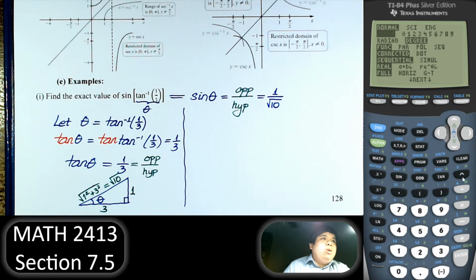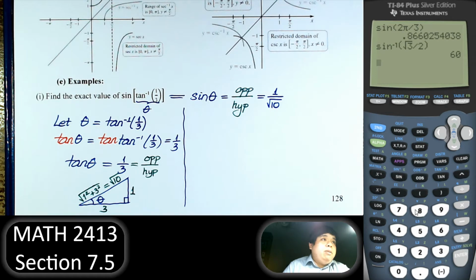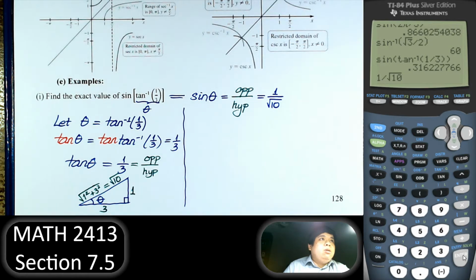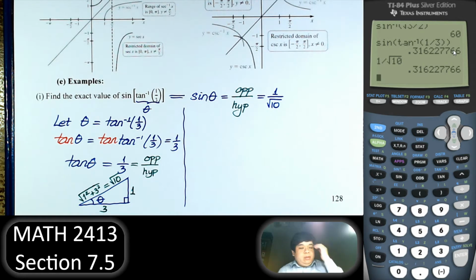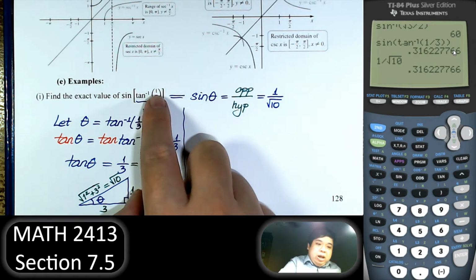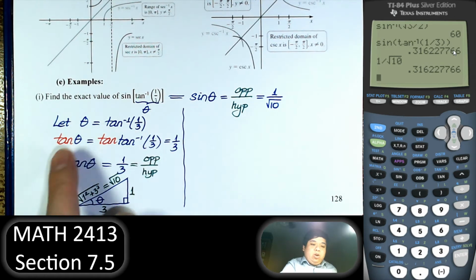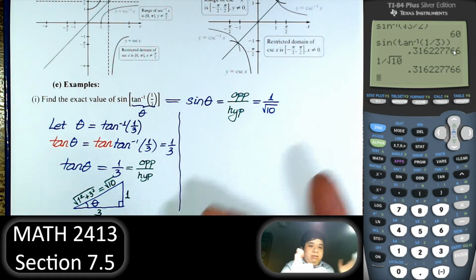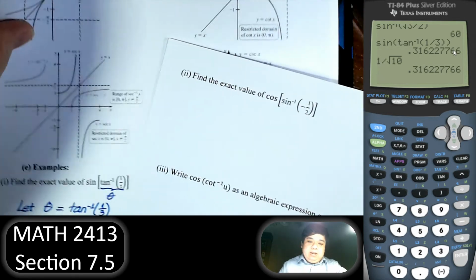Let's keep things in radian. Let's do sine of tangent inverse of 1 over 3. It's positive that. Right, is that 1 over square root of 10? It is. So it's good. Yeah, and that's all we do. Right. So let the inside be a variable, take the function on both sides, draw a triangle, and then find the trig function here.